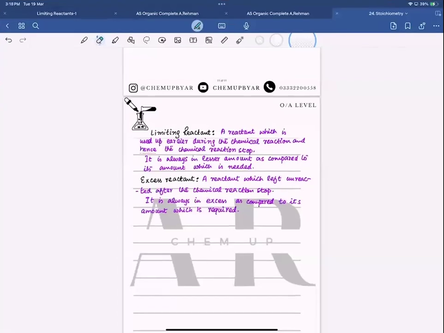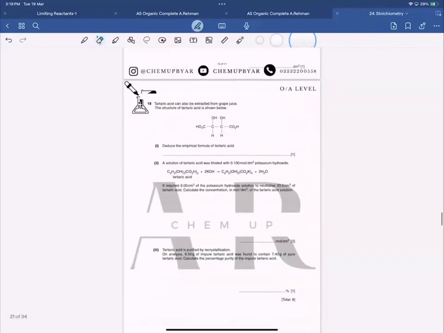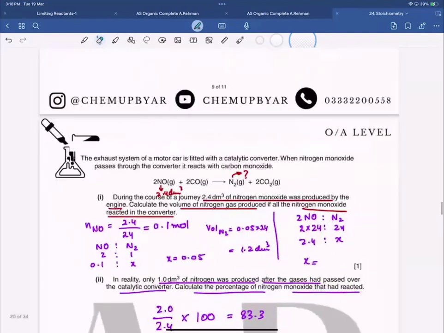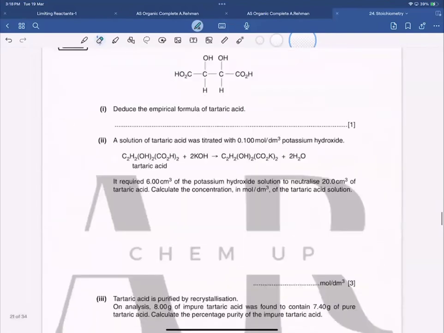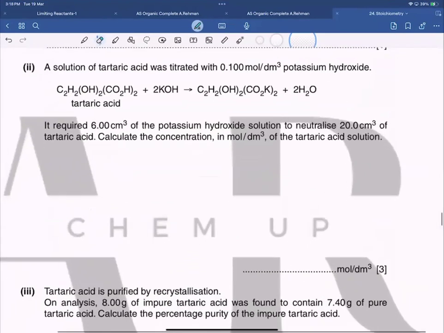Okay, so in the last class, we have seen the questions of stoichiometry where, with the chemical reaction, we are given the amount of one substance and we have to calculate the amount of any other substance. And we attempted those kinds of questions. For example, have a look at this question.